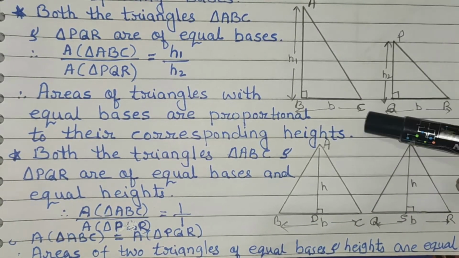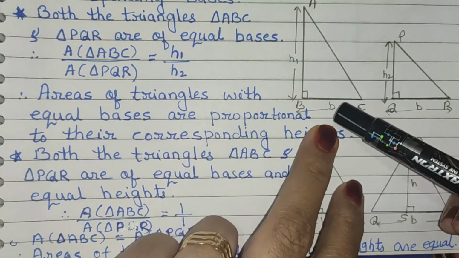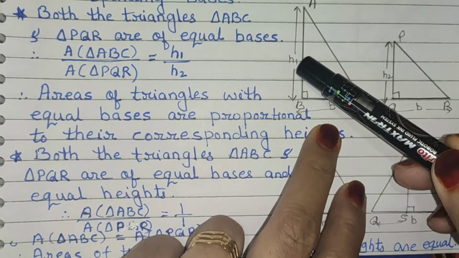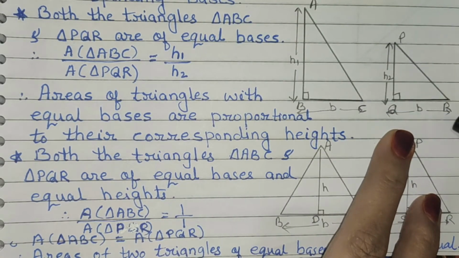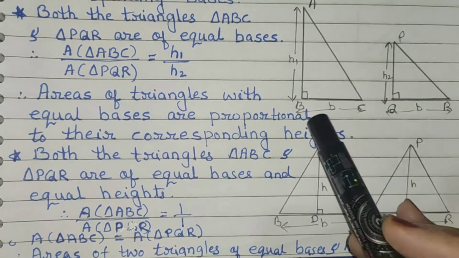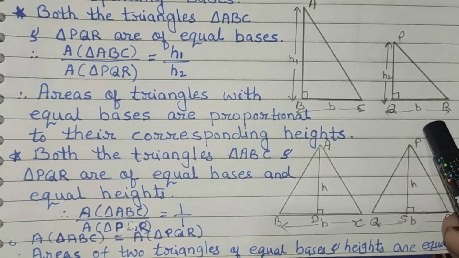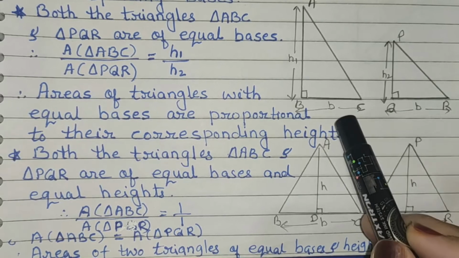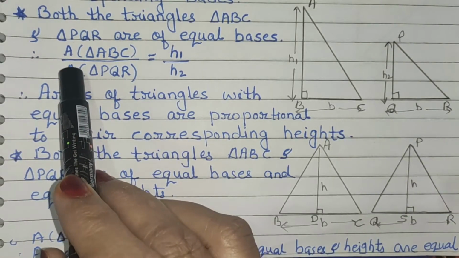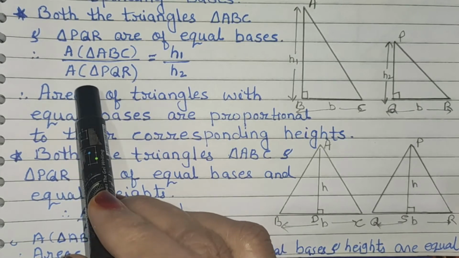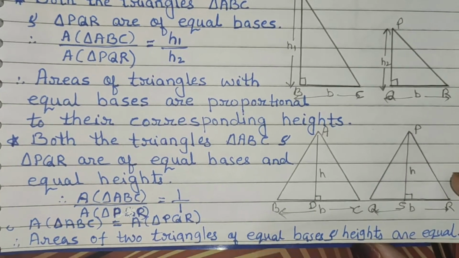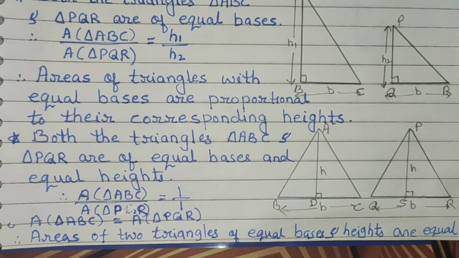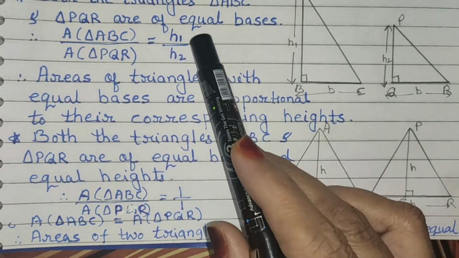Now look at the next point. Look at here triangles ABC and PQR. B is the base of triangle ABC and H1 is height of the triangle ABC. Second, B is the base of the triangle PQR and H2 is height of the triangle PQR. Both the triangles ABC and PQR are of equal bases. Therefore, area of triangle ABC upon area of triangle PQR is equal to H1 upon H2. Therefore, areas of triangles with equal bases are proportional to their corresponding heights.